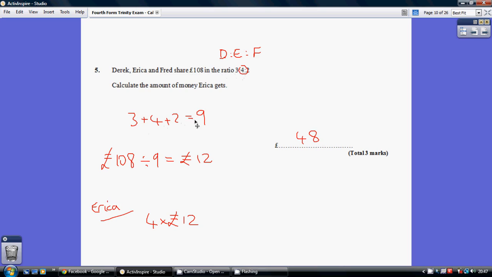So 3 add 4 add 2 is 9. We're spreading £108 across 9 shares, 9 parts. So 108 divided by 9 is £12. So we get £12 for every share we have. Now we need to work out the amount that Erica gets. Erica's the middle one, so she's the 4. She gets 4 shares, so 4 lots of 12, £48.